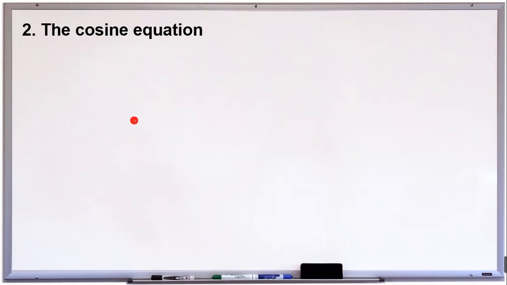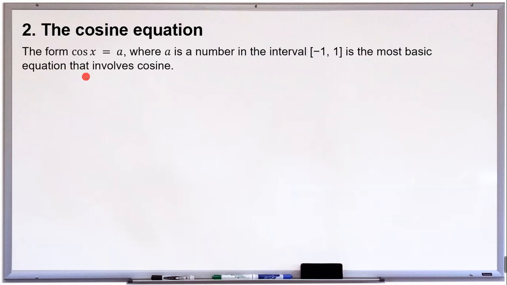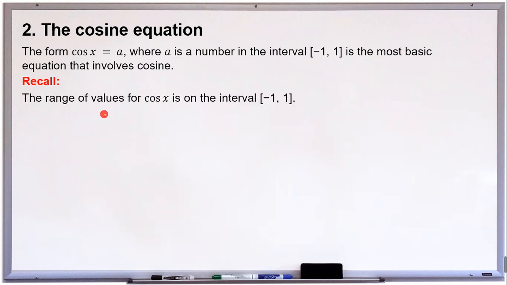Now let's proceed to the cosine equation. The form cosine x equals a, where a is a number in the interval from -1 to 1 inclusive, is the most basic equation that involves cosine. Recall that the range of values for cosine x is on the interval -1 to 1. So it will not go beyond 1, and also not beyond -1. It will stay from -1 to 1, including -1 and 1.